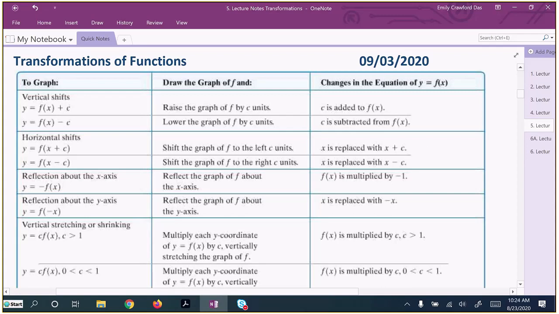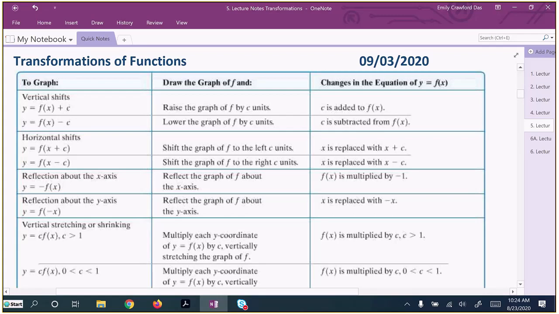So the vertical shifts were very intuitive. If we added c, that meant we were going up. But in the case of the changes that we make with our x-coordinate, this has sort of the opposite result. If we are adding c, that means we shift to the left, or in what we typically think of as the negative direction. If we subtract c, then we shift to the right, which is typically what we think of as the positive direction. So we want to remember: changes to our y-coordinate are intuitive, changes to our x-coordinate are counterintuitive.